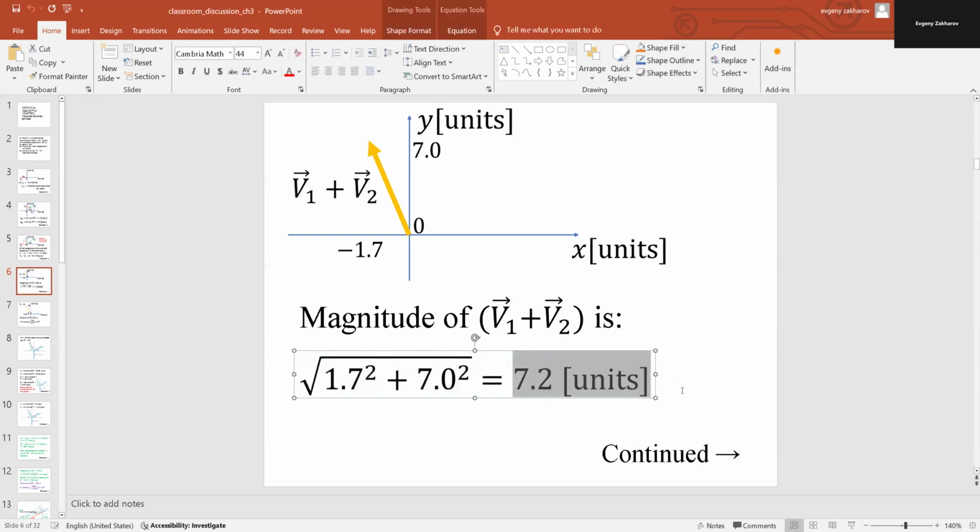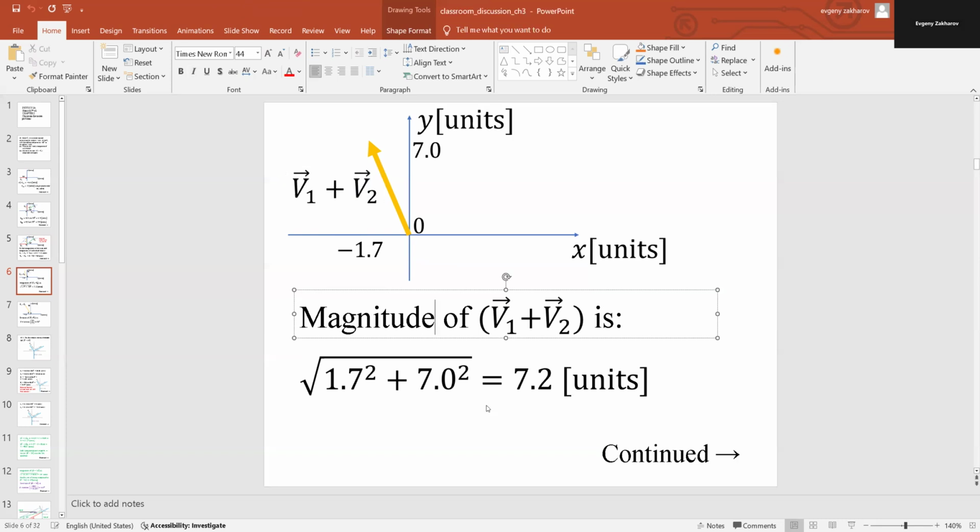Many students stop right here, and this is how you lose half credit. Because if the question is for vector sum, the keyword is vector, and a vector has two things, magnitude and direction. So you have to specify direction.